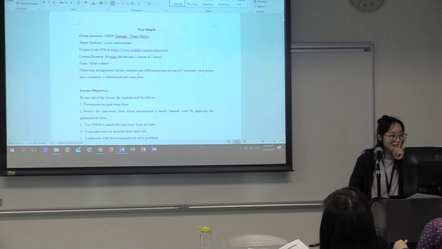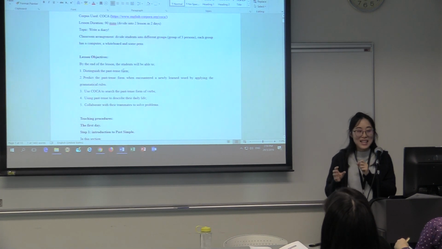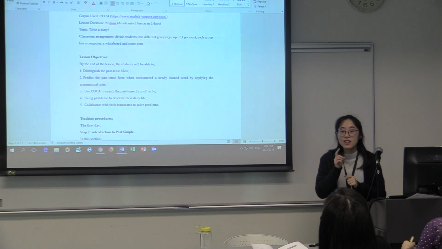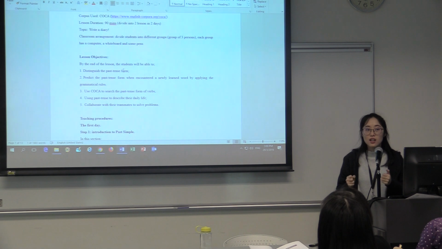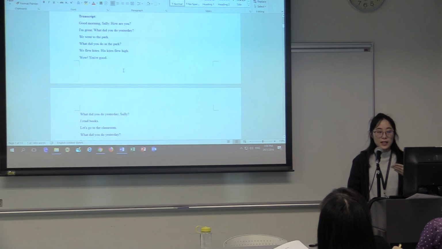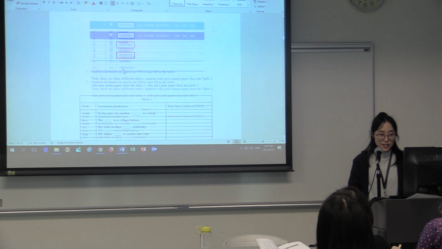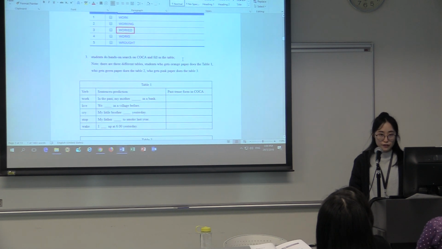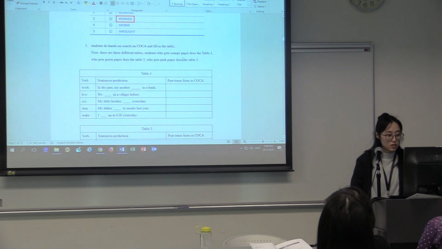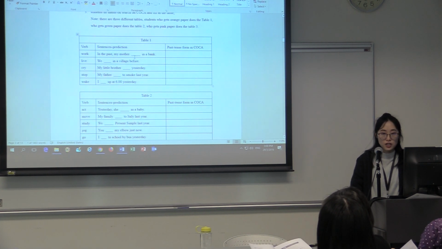One important thing I forgot is the classroom arrangement. We divide students into different groups, and each group will have one computer, one whiteboard and some pens. I think this can help students do the activity by themselves, so they can search the forms in COCA, and we give them tables 1, 2, 3. They contain different types of rules for words.